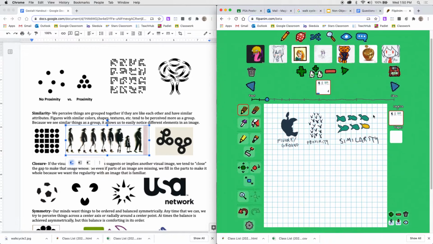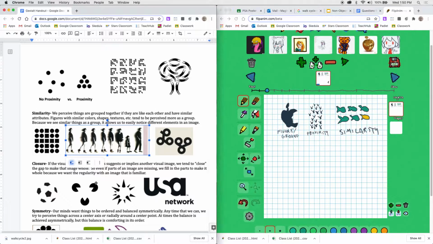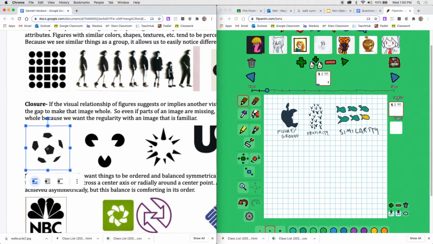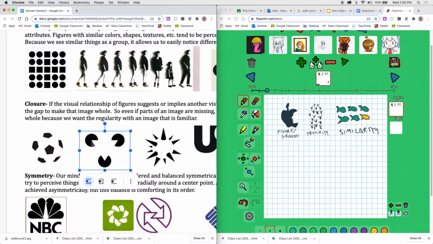All right. So next, closure. Closure is the visual relationship of figures that suggests or implies another visual image. We tend to close the gap to make the image whole. When we talked about this yesterday, we looked at the idea that we could read the circle around the outside of that soccer ball even though it didn't exist. We could see the triangle in between these circles even though it's just a cutout of circles. There are no lines connecting them. Our brain fills in the gap. That is closure.